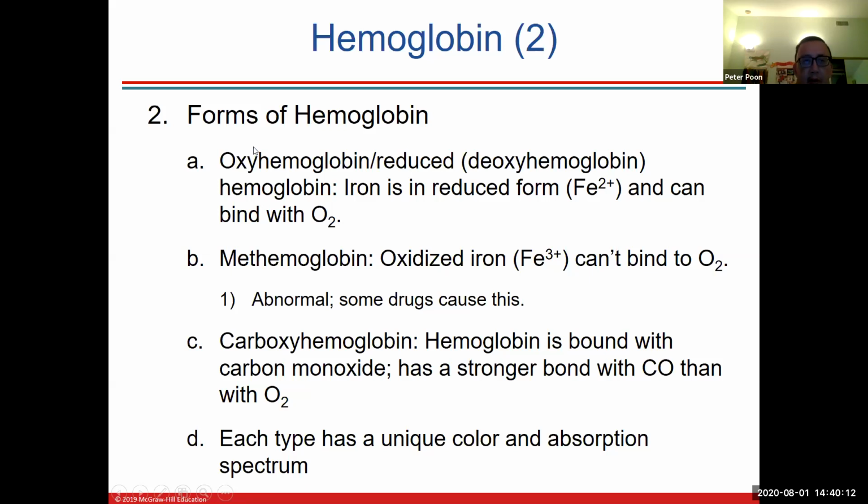So the forms of hemoglobin: oxyhemoglobin, where iron is reduced to Fe2+ and combined with O2. This is the normal hemoglobin. Methemoglobin can't bind to O2. It makes you turn blue because you're not binding oxygen.